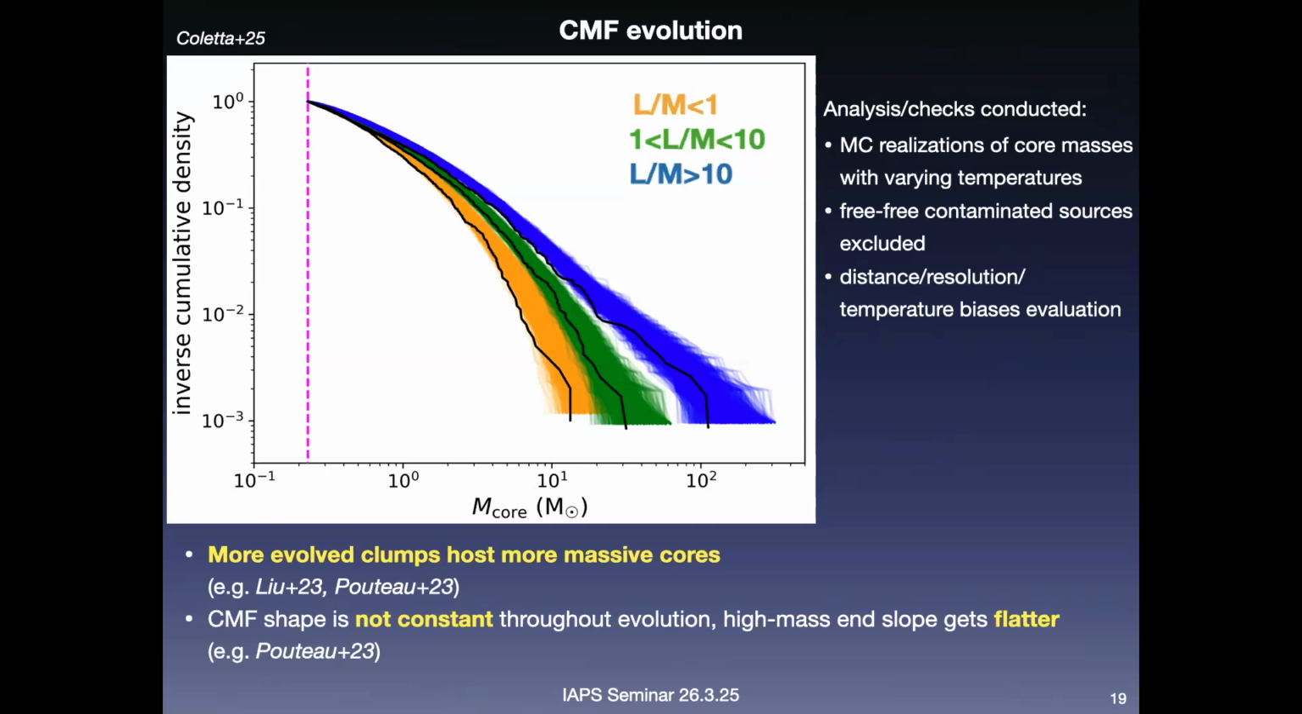What we see, quite clearly, is that the three subsamples, the three CMFs, are clearly shifted one with respect to the other, and this is beyond the possible uncertainty brought by the temperature, which is shown by the bands. So the main result is that we see more massive cores in the more evolved clumps. More generally, this tells us that the core mass function shape for the IMF is not constant throughout the evolution, but it changes, and in particular, the CMF gets flatter and flatter with evolution.